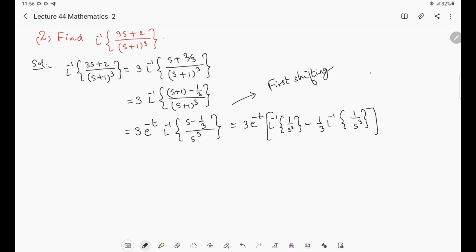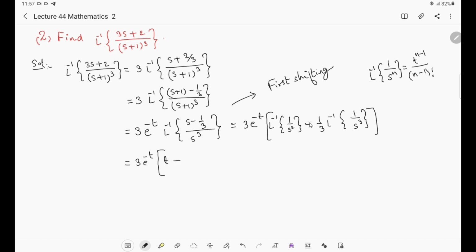Now I have to use this formula: Laplace inverse transform of 1 by s power n will be t power n minus 1 by (n minus 1) factorial. Just now we have seen this formula. So apply here. What we will get? This is equal to 3 into e power minus t. See, Laplace inverse of 1 by s square: t power 2 minus 1 by (2 minus 1) factorial. T power 2 minus 1 is nothing but t. 2 minus 1 factorial is 1 only.